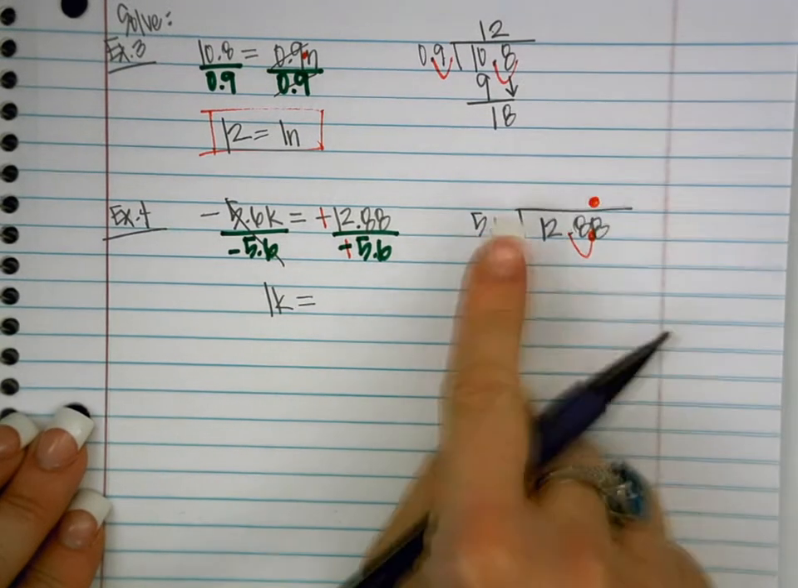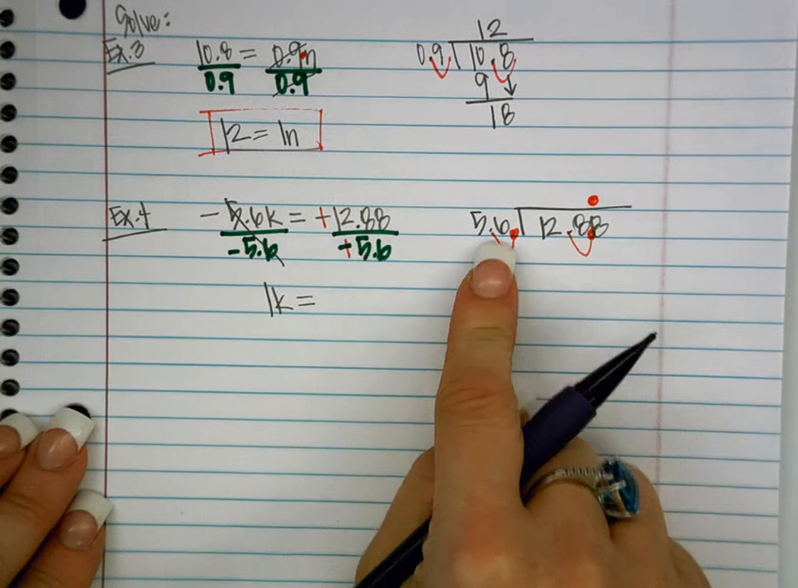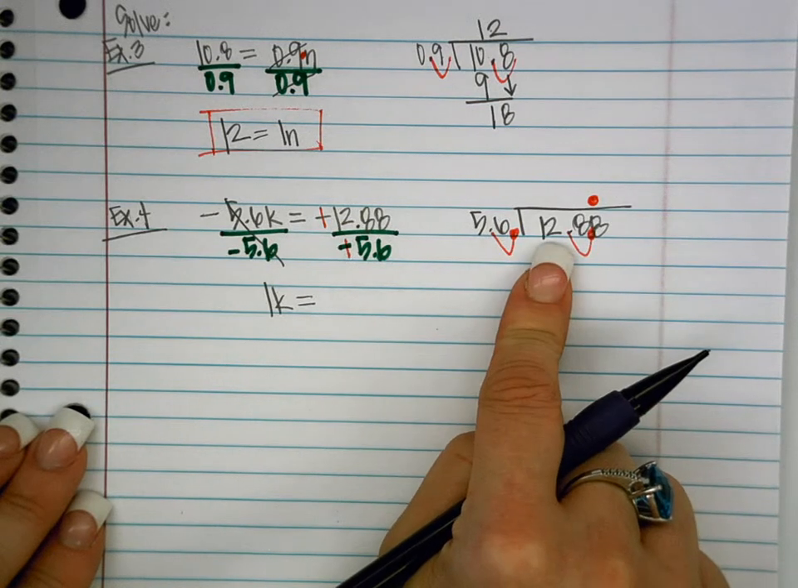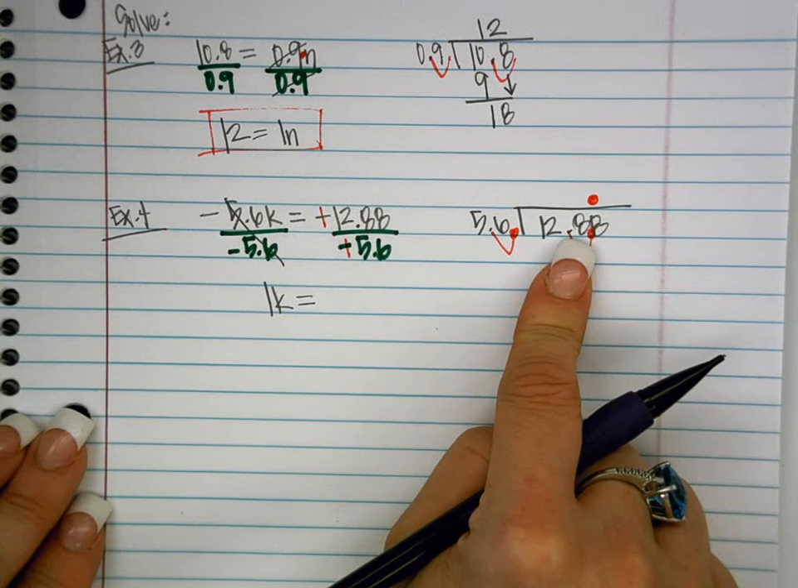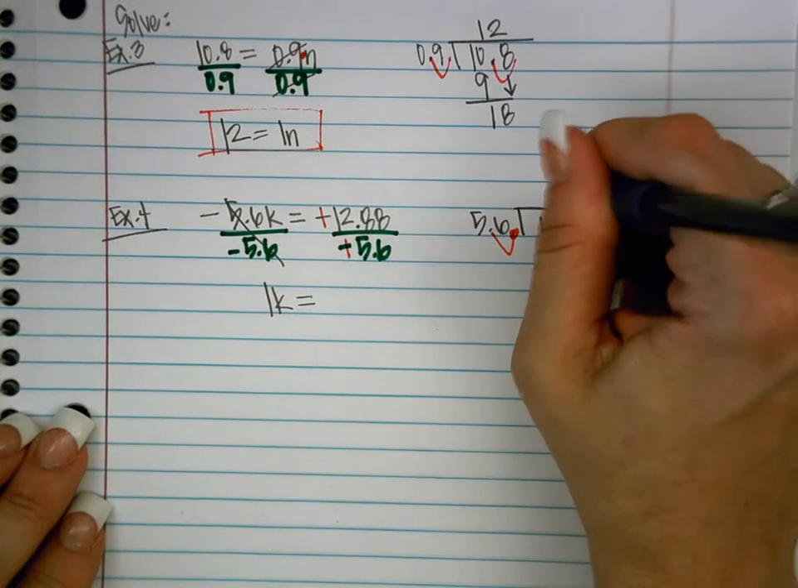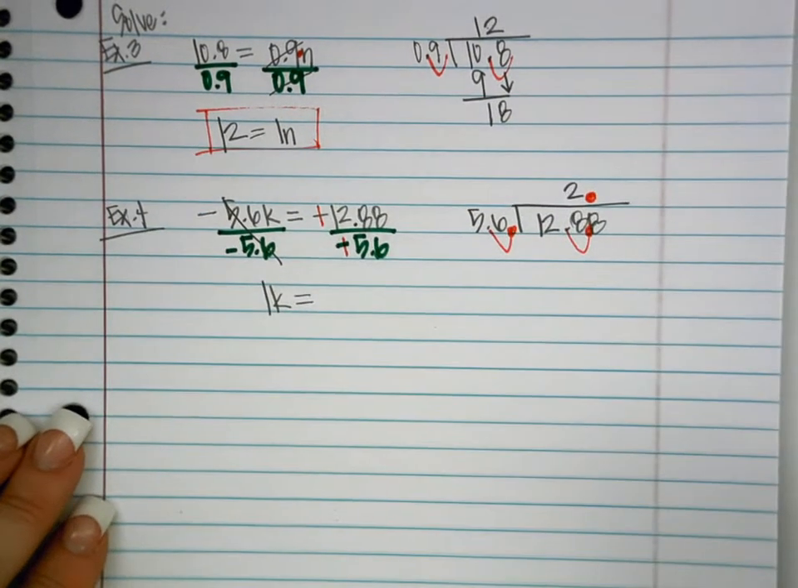Then we need to figure out how many times would 56 go into 12? It doesn't, right? How many times would 56 go into 128? 2. Okay, so I want you guys to finish this out. You do the multiplication and do the long division for me.